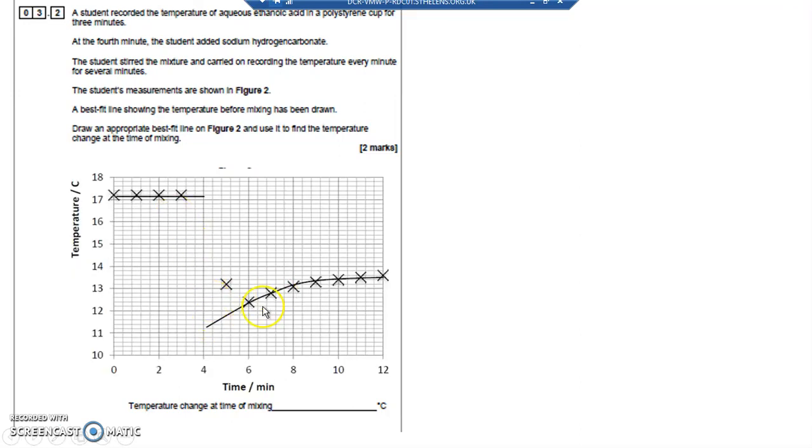There we go, I've plotted it onto the graph now. It comes out at about 11.2. So I've got 17.2 and 11.2, so the temperature change is around about 6.0. So about 6.0, I'm allowed on my mark scheme 0.2 either way out, so I'm allowed 5.8 up to 6.2.